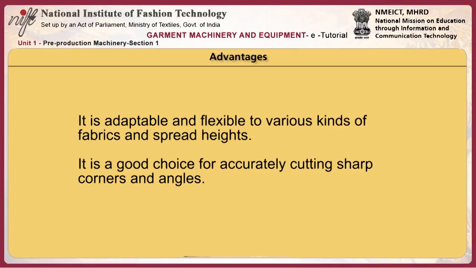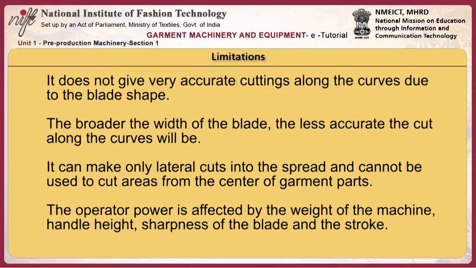Advantages of the straight knife. This machine is most commonly used in the industry today because of its adaptability and flexibility to various kinds of fabrics and spread heights. Due to the shape of the cutting knife, it is a good choice for accurately cutting sharp corners and angles. Limitations.